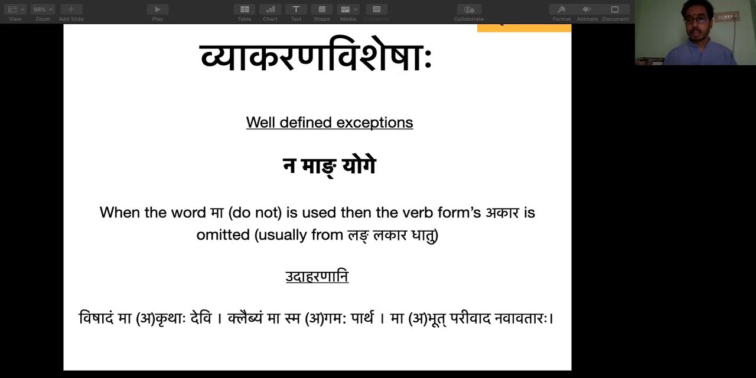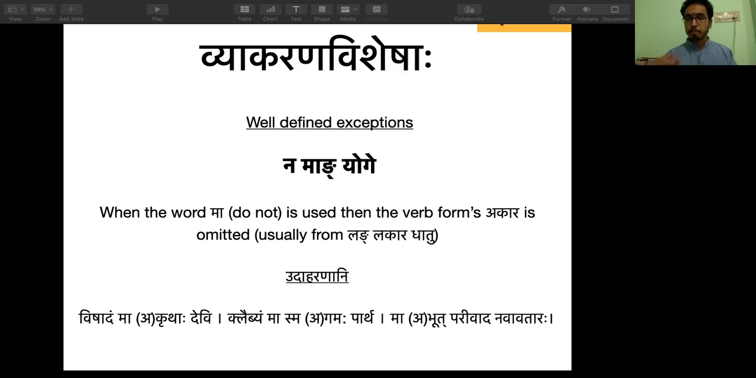Again, when I discussed Raghuvamsham, there I told you about Kotsasya Guru Bhaktihi. There also a very famous line comes, Ma bhoot parivada navavataraha. Ma abhoot. Abhoot is the kriyapada that's actually there. But since ma is being used in the sentence, a will be removed and only bhoot will be left. Ma bhoot parivada navavataraha. Namang yoge.